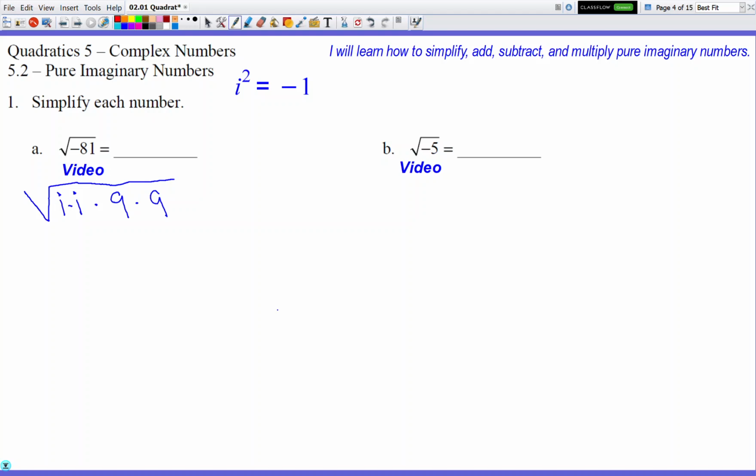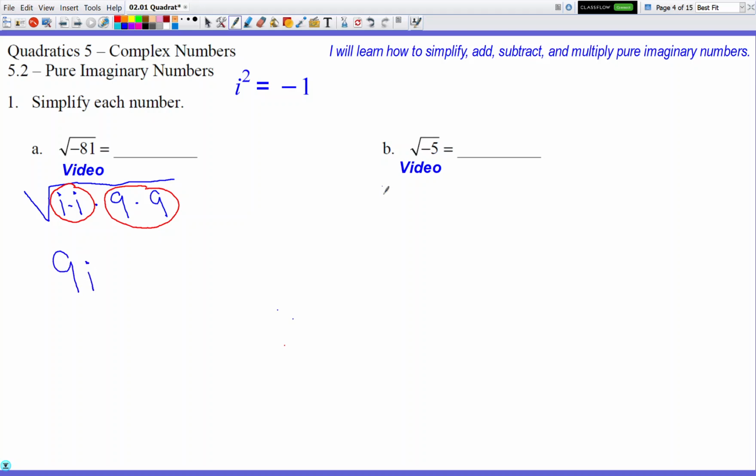We're going to turn the 81 into 9 times 9. So I hope you guys remember your perfect squares. And if you do, that's good. Then we're going to circle things that match. And because the i's match and the 9's match, they got circled. They're going to go outside, and your answer is 9i.